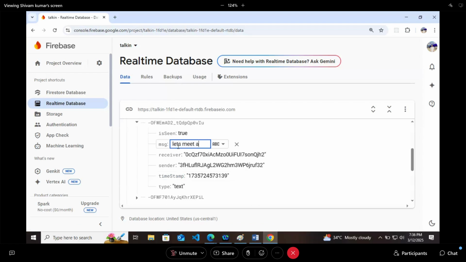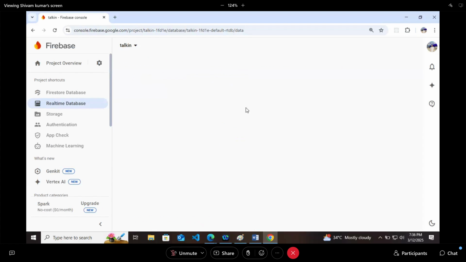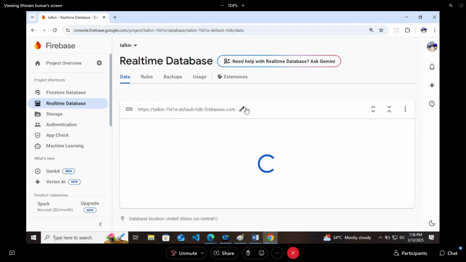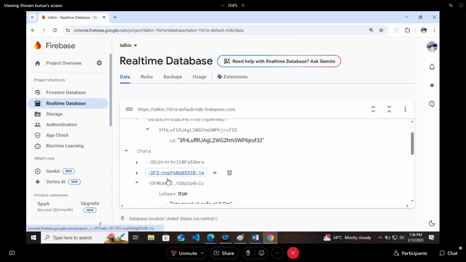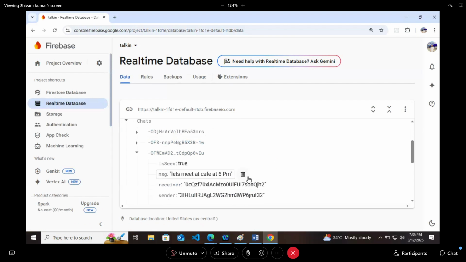Let's meet at cafe at 5 p.m. Changed. It doesn't matter if you refresh the session, it will be there. What we did, we changed the message, because it is available in plain text only. Let's meet at cafe at 5 p.m.